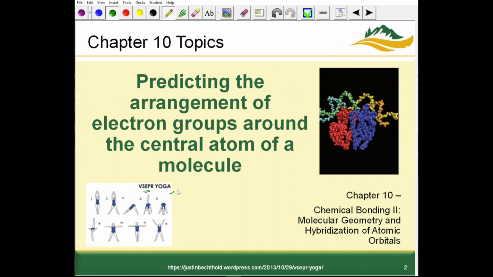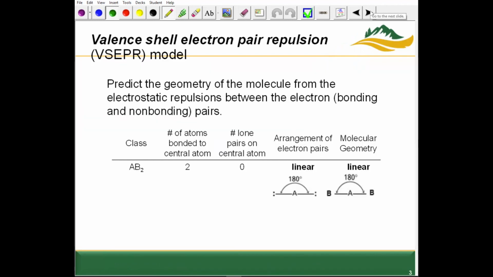Now this topic is predicting the arrangement of electron groups around the central atom of a molecule. So the VSEPR theory or VSEPR model is valence shell electron pair repulsion. We know valence electrons are those in the outermost shell, meaning the highest value for n, so n being the principal quantum number.